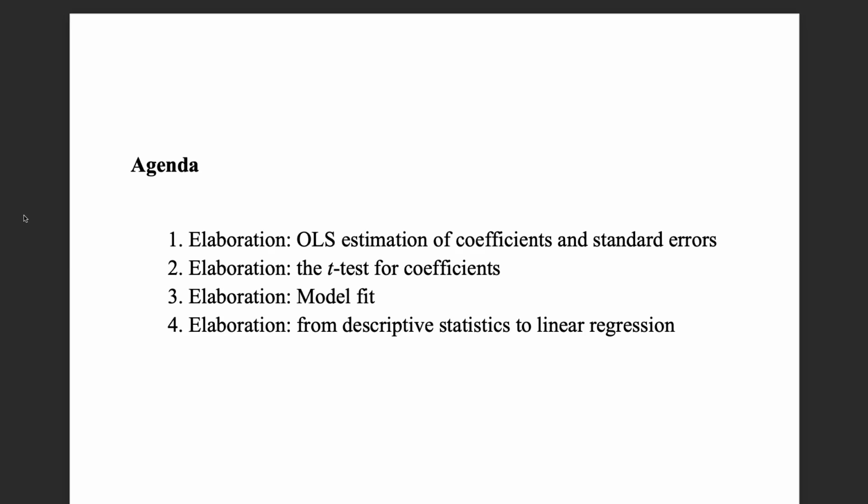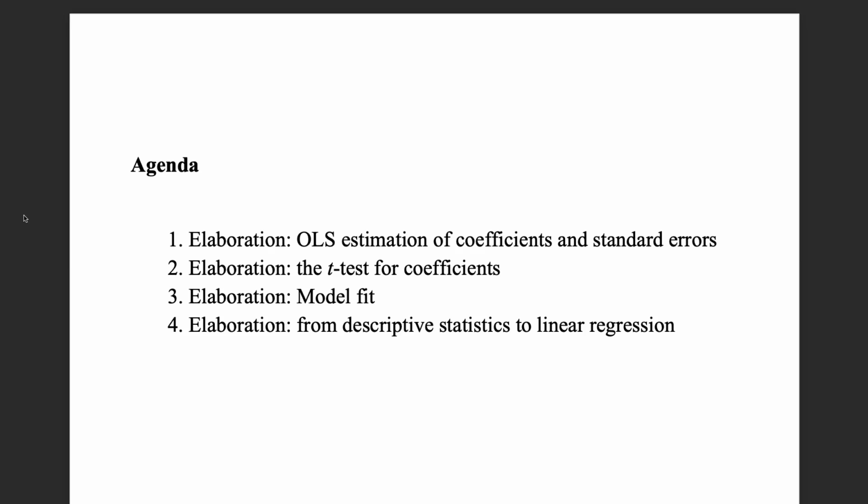So I want to elaborate on a couple of things that we discussed in the A lecture. I want to elaborate on OLS, so this idea of using ordinary least squares estimation to find the values for our coefficients and for our standard errors. I want to also elaborate on the t-test that we use to test the individual coefficients in our regression model, so the coefficients for our independent variables x. And I want to elaborate also on the model fit a little bit more, so the goodness of fit of our model, how well does it fit the data.